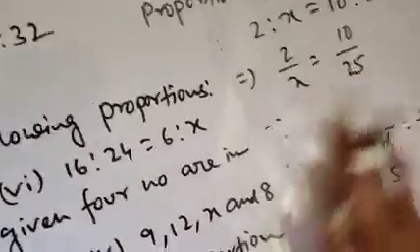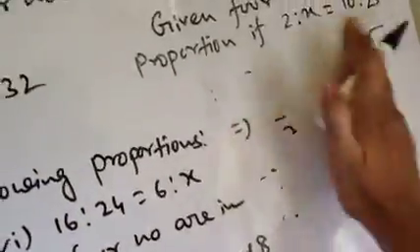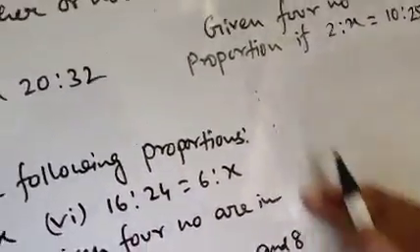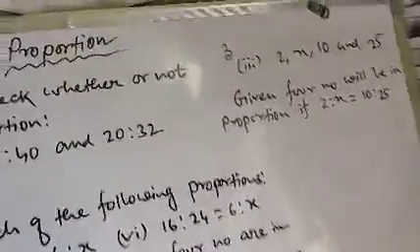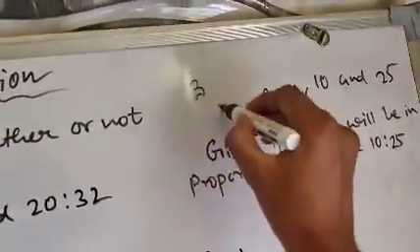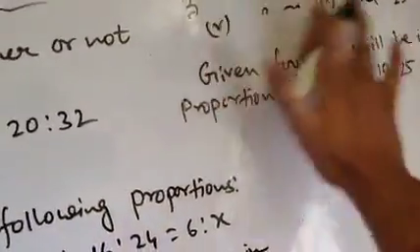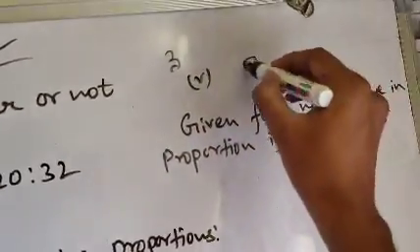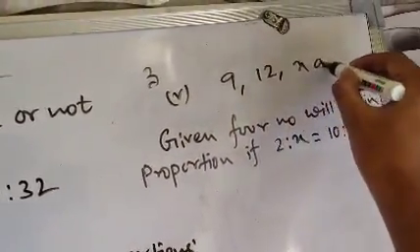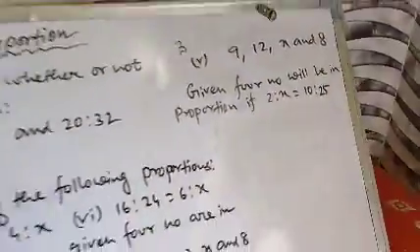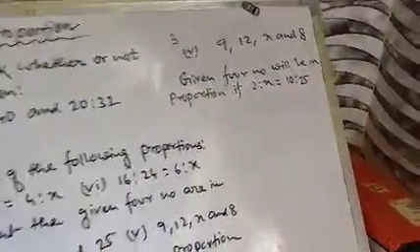Next question, question number 5. The numbers are 9, 12, x and 8. So the concept is same.